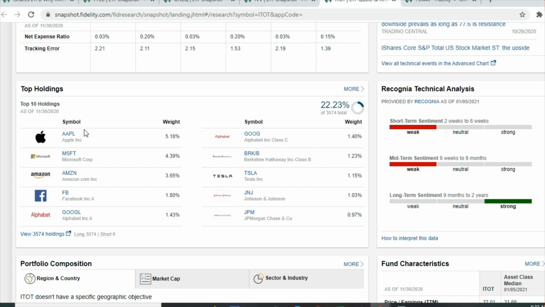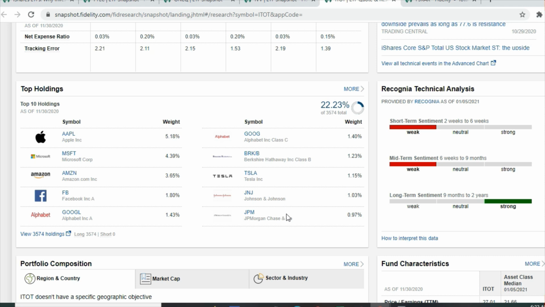If we look down here, we can see top 10 holdings. They just about completely match the S&P 500 ETF. Apple, Microsoft, Amazon, Facebook, Google, both Class A and Class C, Berkshire Hathaway, Tesla, and I talked about this in a previous video. Tesla has been in the total stock market index and not the S&P 500 until recently, which means that the total stock market has been able to capture some of the record growth from Tesla, even though they only have a 1.15% weighting in this total stock market ETF. And then you've got Johnson & Johnson and JP Morgan Chase.